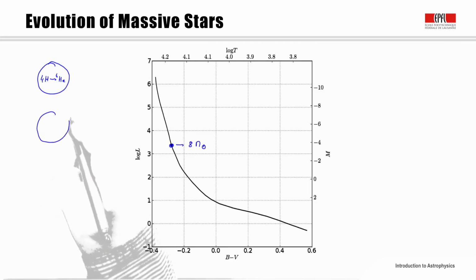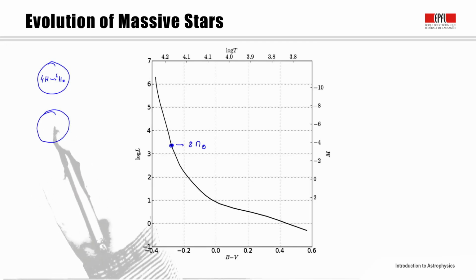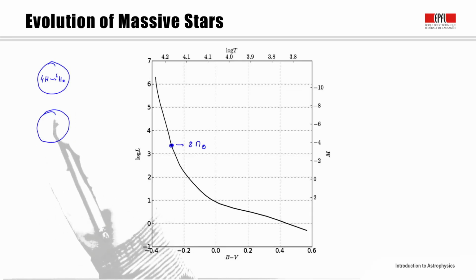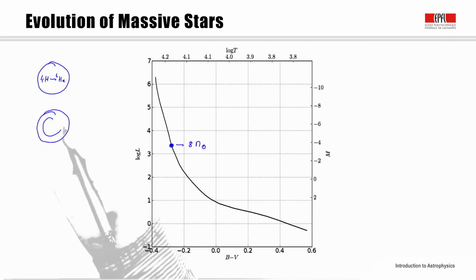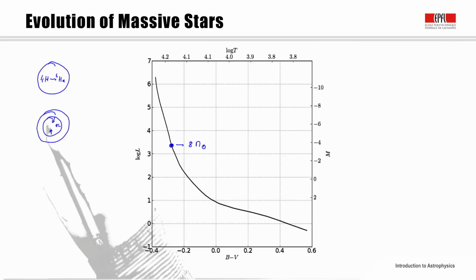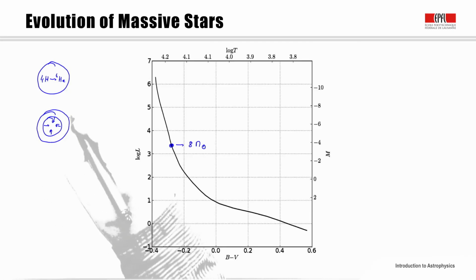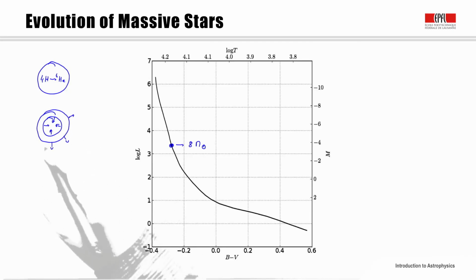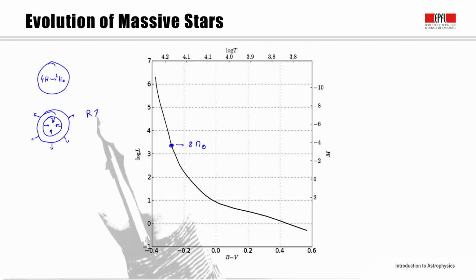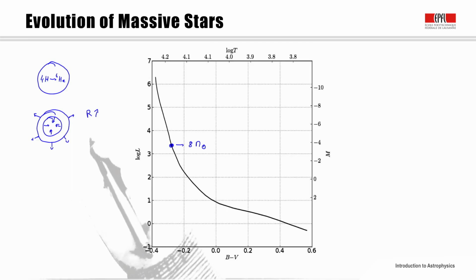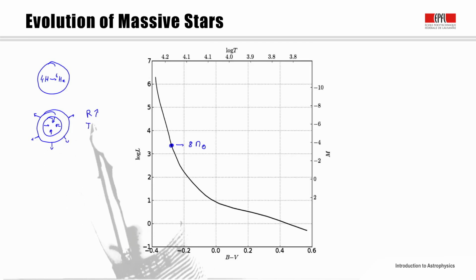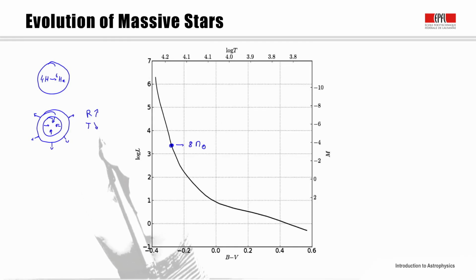First, the star cools down. And second, the external layers are ejected. The core will, in turn, contract. And the external layers expand. Now, two things happen. First, the radius of the star increases. At the same time, the external layers cool down. T decreases. And the star becomes redder.